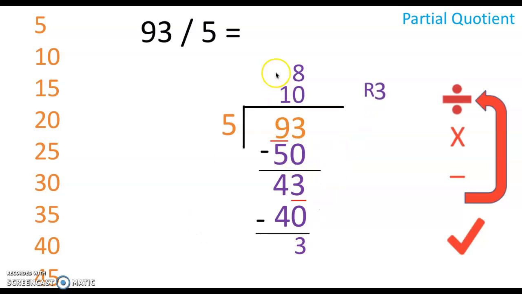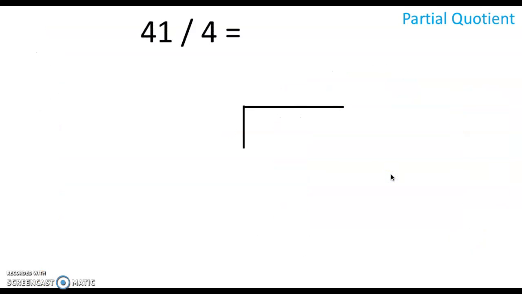Remember, we get our answer by looking at this number here and seeing what place values they're in. I have a 1 in the tens place and an 8 in the ones place, giving me an answer of 18 with a remainder of 3. Let's erase that and try another one together.